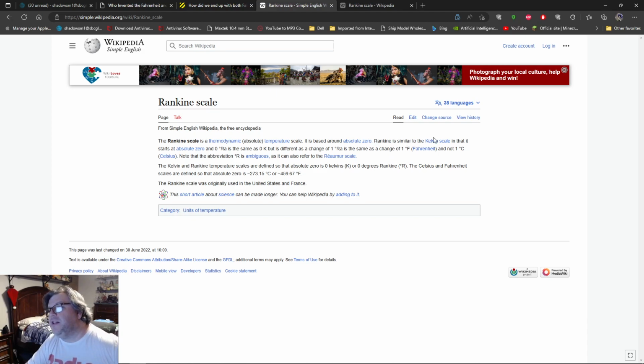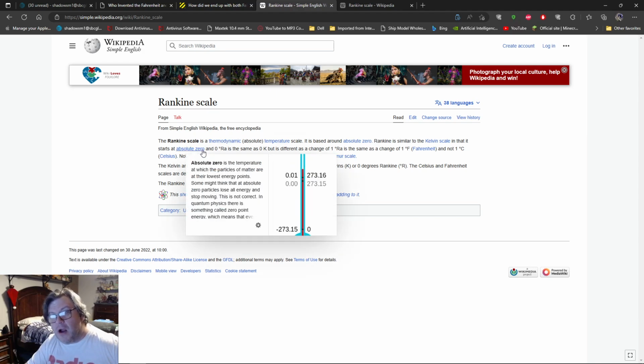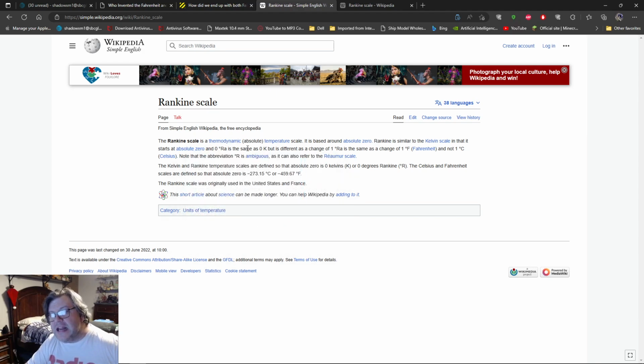Rankine is similar to the Kelvin scale in that it starts at absolute zero. And zero Rankine is the same as 0 Kelvin. Wow, how about that? But it is different, as a change of 1 degree Rankine is the same as a change of 1 degree Fahrenheit and not 1 degree Celsius. Note that the abbreviation R is ambiguous as it can also refer to the Reaumur scale. Well, we're not talking about the Reaumur scale.